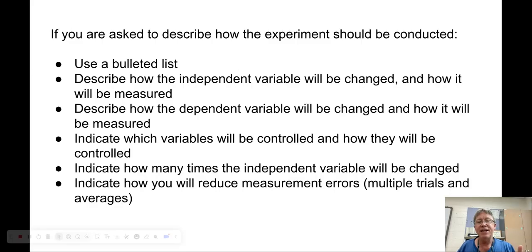Now this last one is pretty important, and that is to indicate how you're going to reduce measurement errors. They are going to ask you this on the AP test. It's a really easy answer. I'm going to do multiple trials, and I'm going to take an average. And if you just say that, you're good to go. I mean, there are other answers you could have, obviously, but this is the safe bet to use.